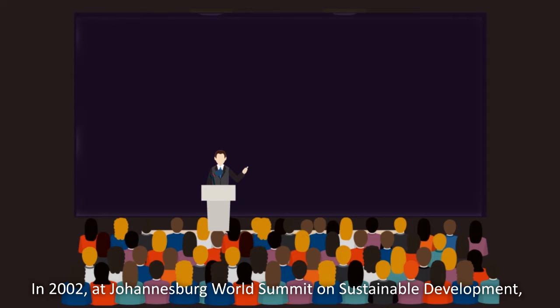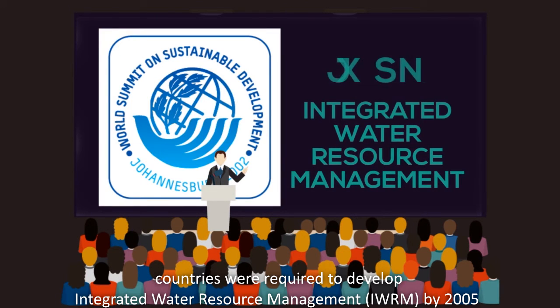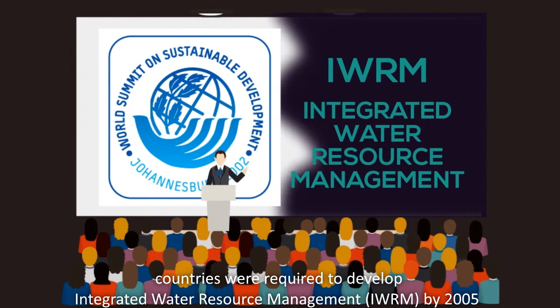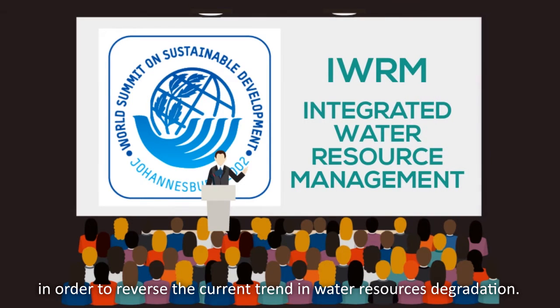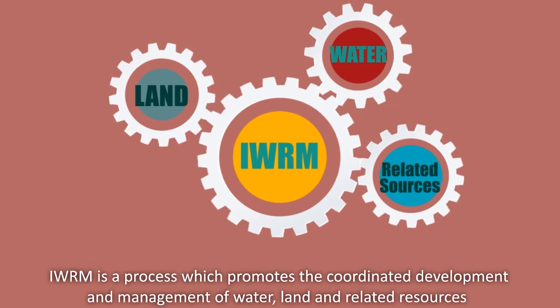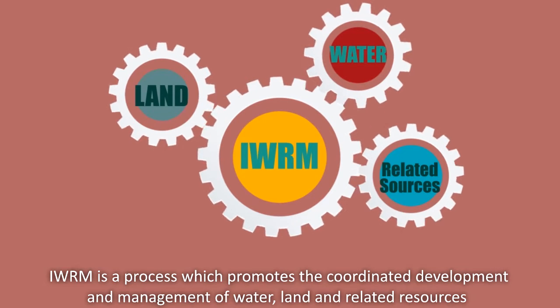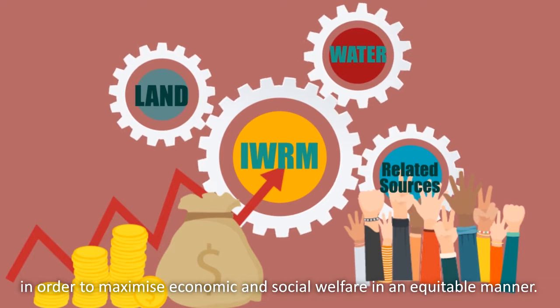In 2002, at Johannesburg World Summit on Sustainable Development, countries were required to develop Integrated Water Resource Management (IWRM) by 2005 in order to reverse the current trend in water resources degradation. IWRM is a process which promotes the coordinated development and management of water, land, and related resources in order to maximize economic and social welfare in an equitable manner.